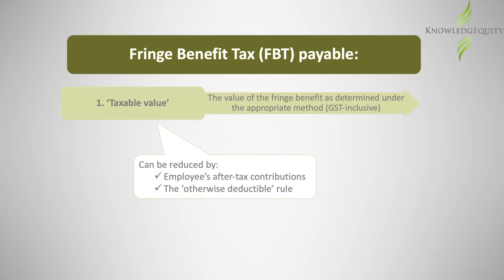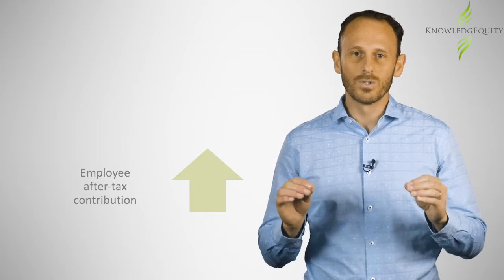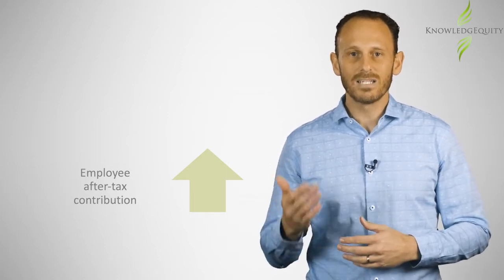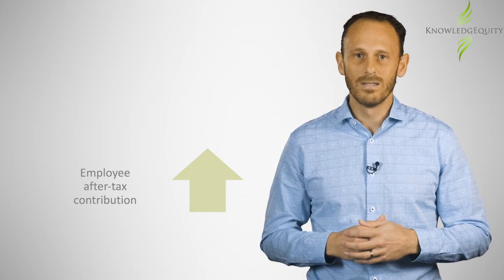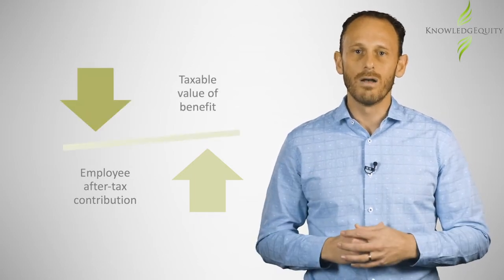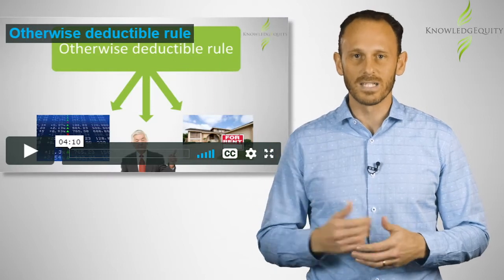It can also be reduced due to the operation of the otherwise deductible rule. An employee's after-tax contribution to the employer that partially pays the cost of paying for the fringe benefit will reduce the taxable value of the fringe benefit provided. This makes sense because to the degree the employee has contributed to the cost of the benefit, the value of the benefit provided by the employer is reduced. The taxable value of the fringe benefit can also be reduced in some cases by the otherwise deductible rule.